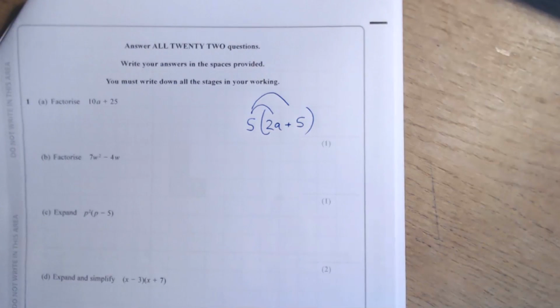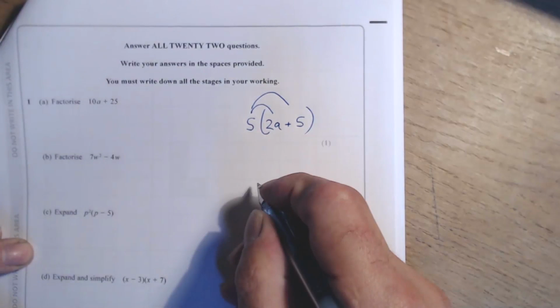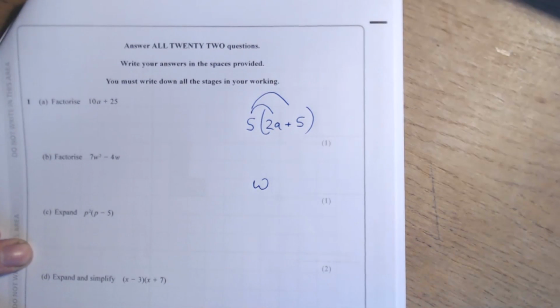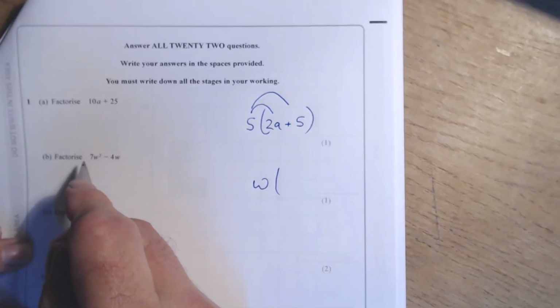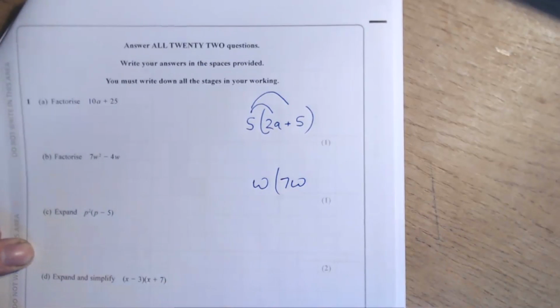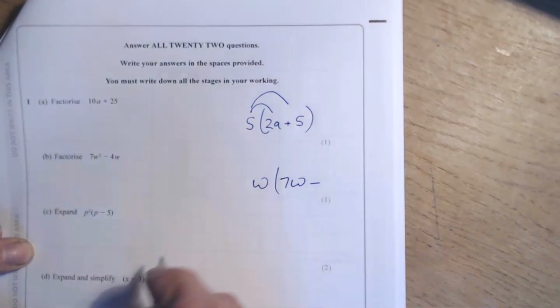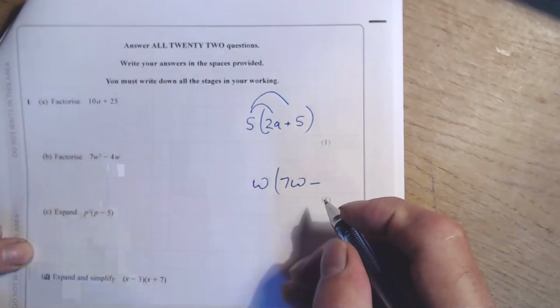Now for part B, we've got to factorize 7w squared minus 4w. So what's the biggest common factor of the two terms? Well, it's w. So we take a w outside the bracket. Open up a bracket. w times what gives us 7w squared? Well, that's 7w. Get the sign right. It's a minus. And then w times what gives you 4w? Well, that's 4. Easy peasy.